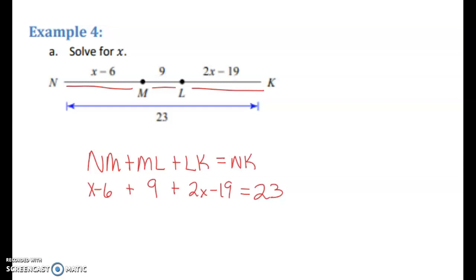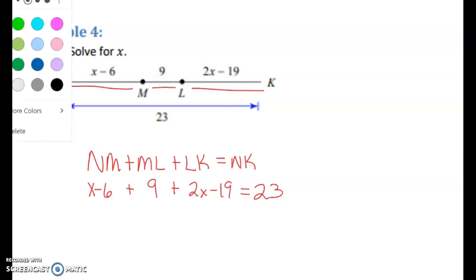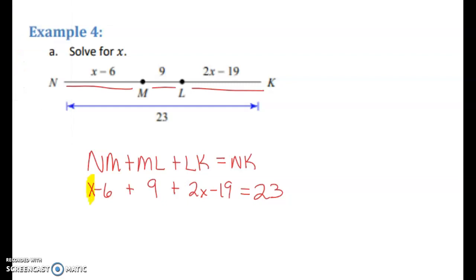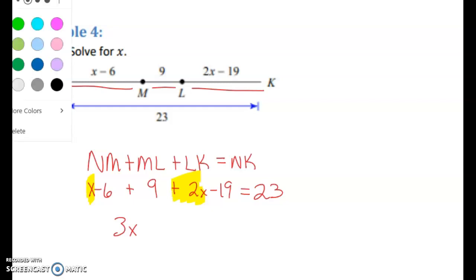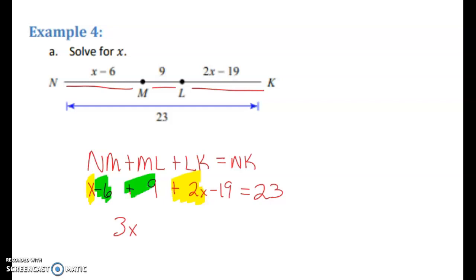All right, so now let's go ahead and combine like terms. So x and plus 2x are like terms. So we're going to combine those and we're going to get 3x. So then also we have negative 6 plus 9 minus 19. So we can combine all of those and we're going to get negative 16 equals 23.